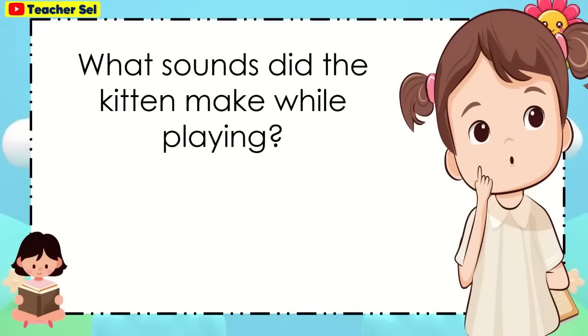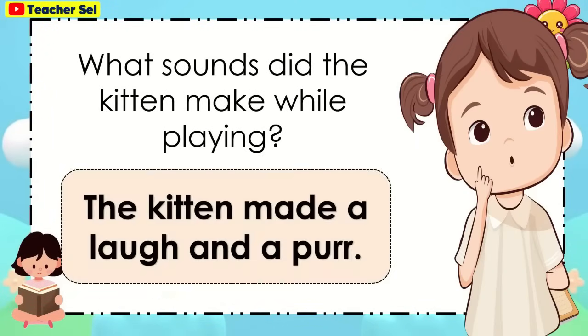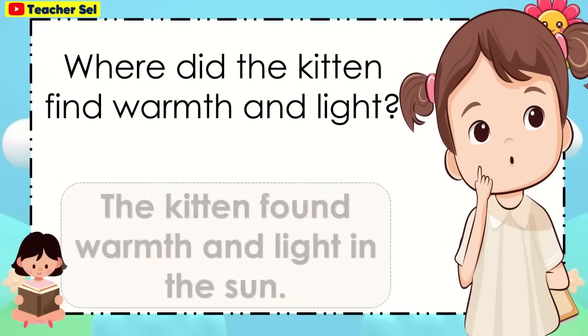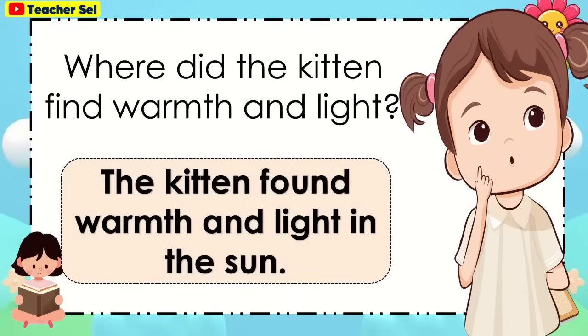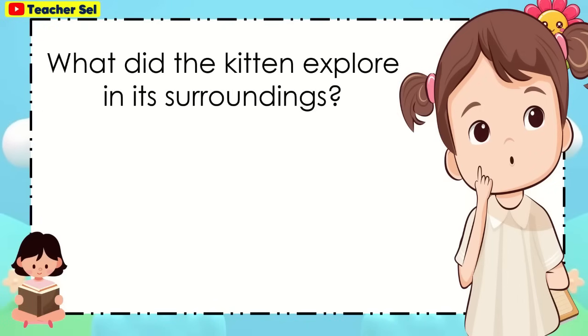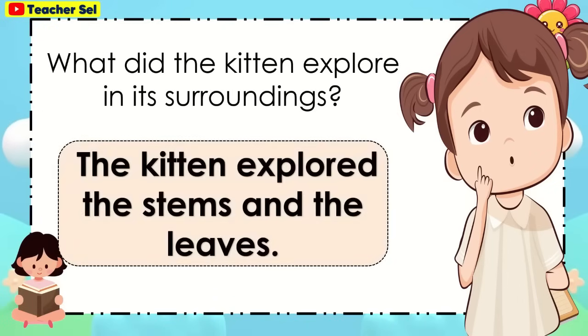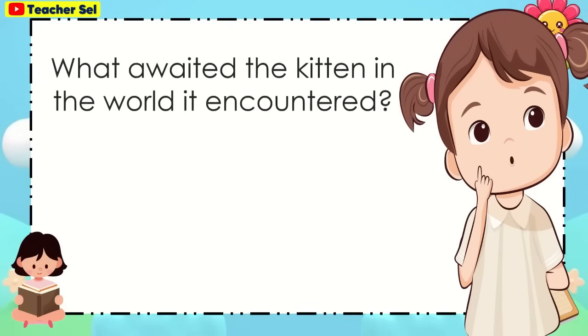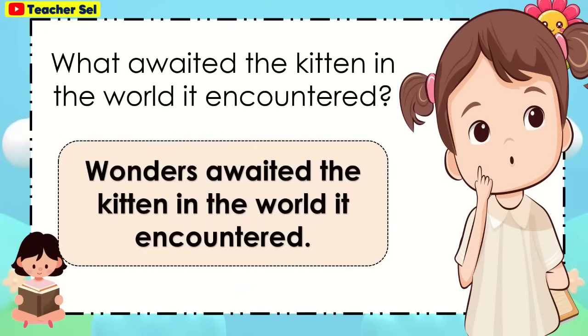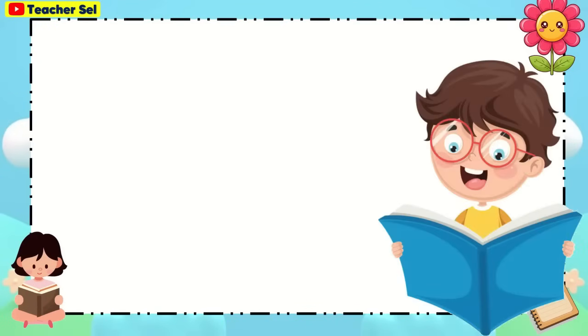What sounds did the kitten make while playing? The kitten made a laugh and a purr. Where did the kitten find warmth and light? The kitten found warmth and light in the sun. What did the kitten explore in its surroundings? The kitten explored the stems and the leaves. What awaited the kitten in the world it encountered? Wonders awaited the kitten in the world it encountered.